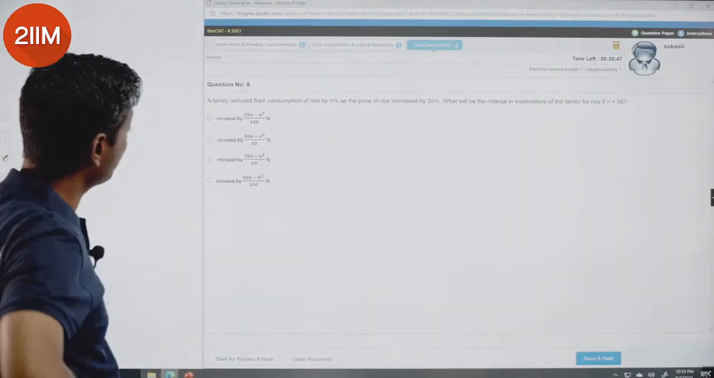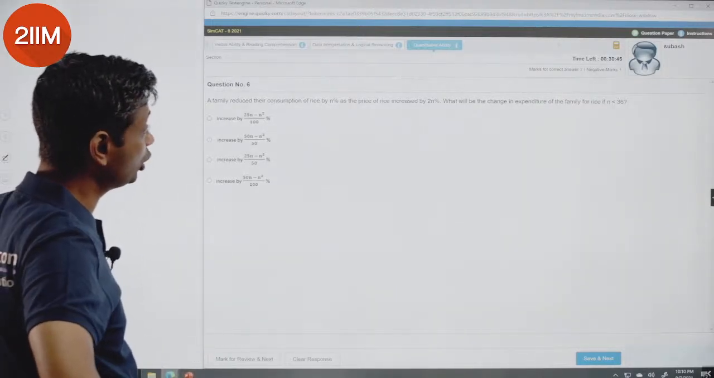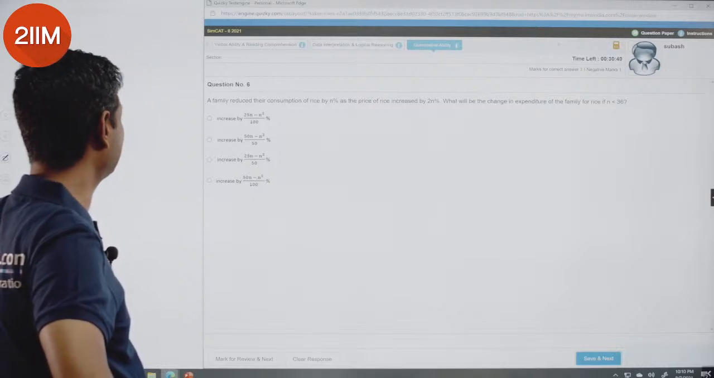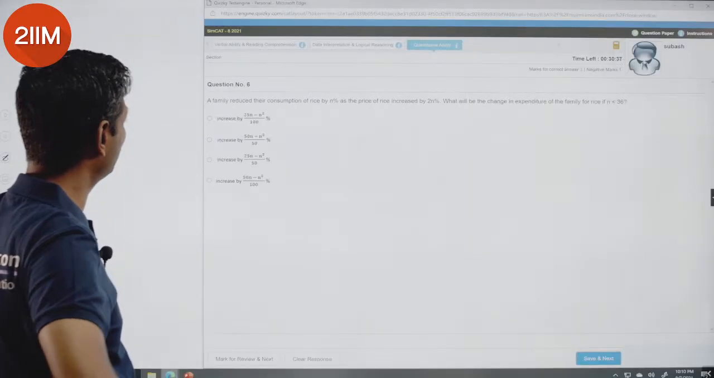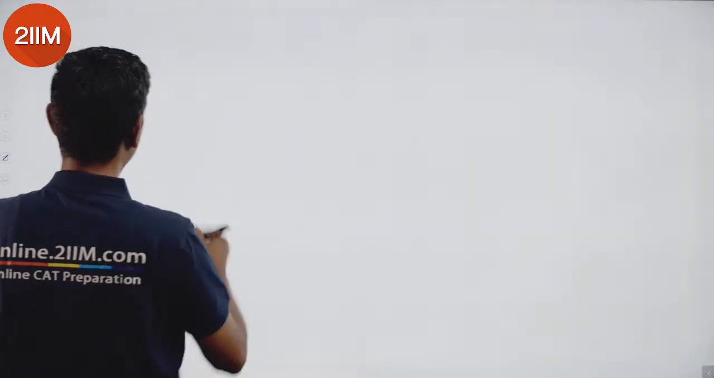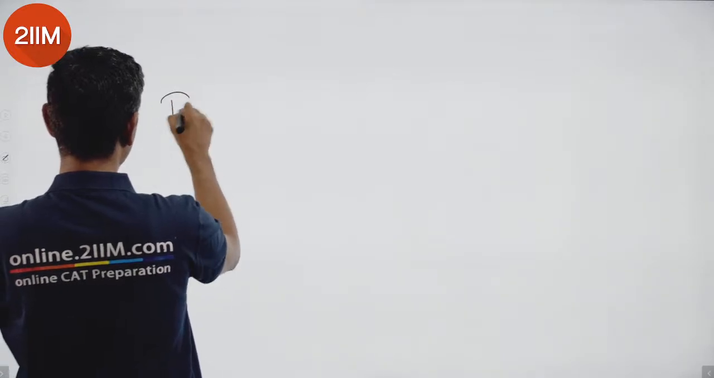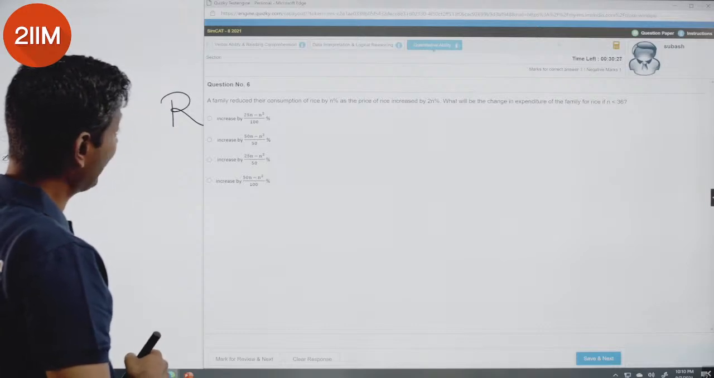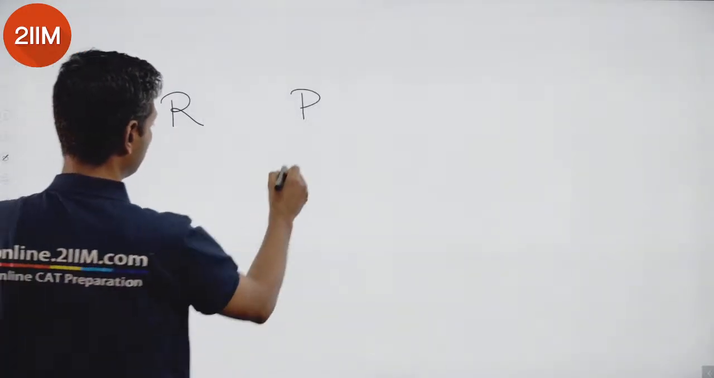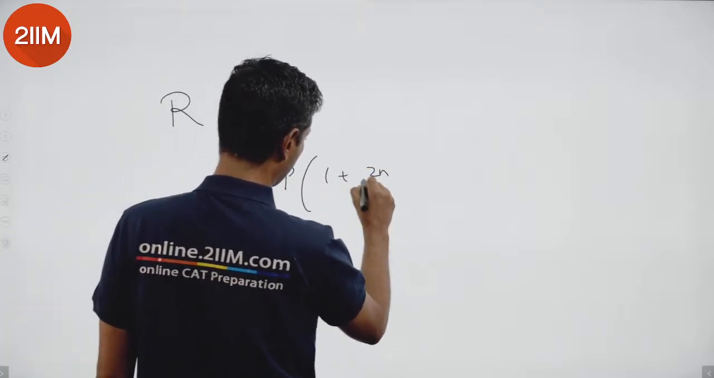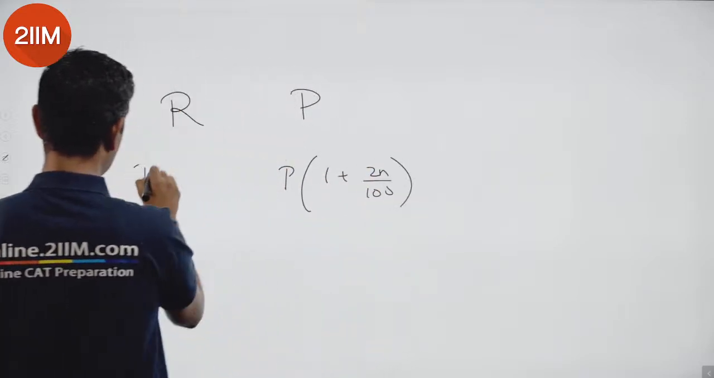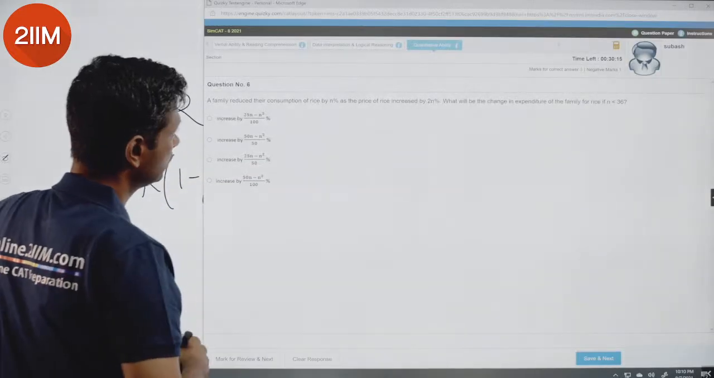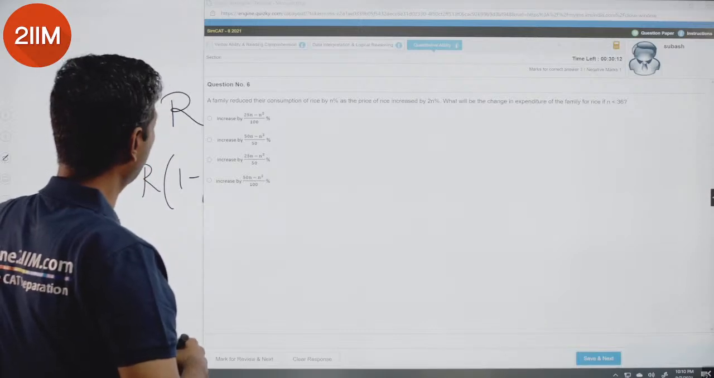A family reduced their consumption of rice by n% as the price of rice increased by 2n%. What will be the change in expenditure of the family if n is less than 36? What does less than 36 got to do with this? Rice and price. Rice into price reduced by n% as the price increased by 2n%. P into 1 plus 2n by 100. R into 1 minus n by 100. What will be the change in expenditure of the family?